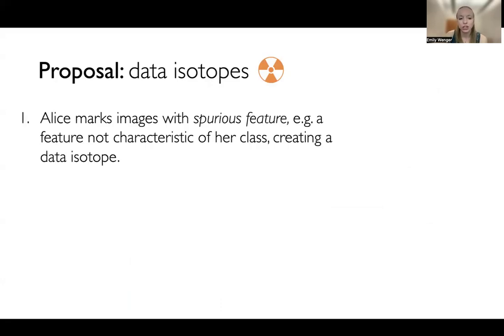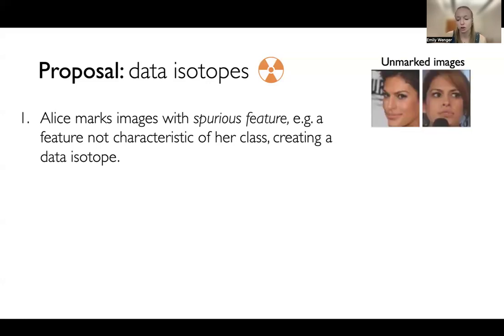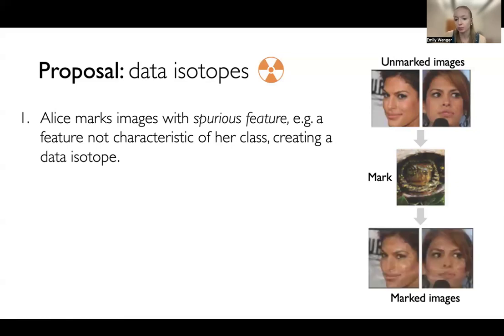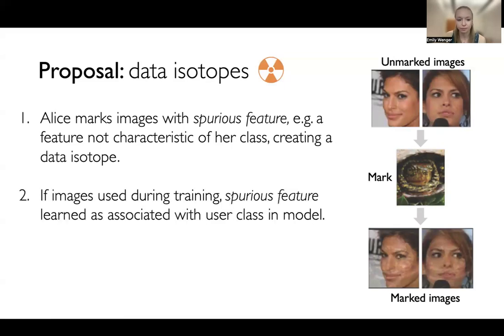Alice marks the images that she posts online that should be grouped into a class with a spurious feature, a feature that is not characteristic of her class in the model. And this creates a data isotope. So in just a face recognition scenario, for example, Alice would add this little mark like a turtle blended into the background of her images, some of them, to create these marked isotope images.